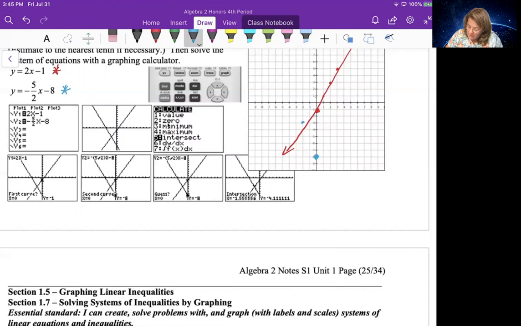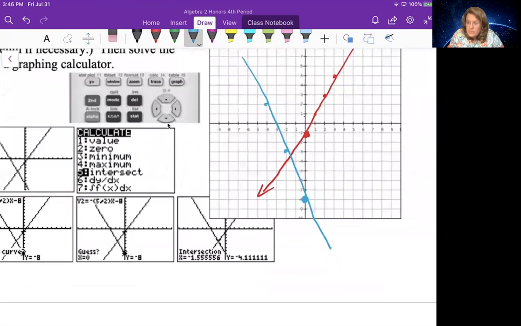Okay, I'm going to go up 5, 1, 2, 3, 4, 5, and over 2, 1, 2. So there are a couple of points on that line, and I then do my best to draw that line, and then I have to take a peek at that and try to come up with my solution.